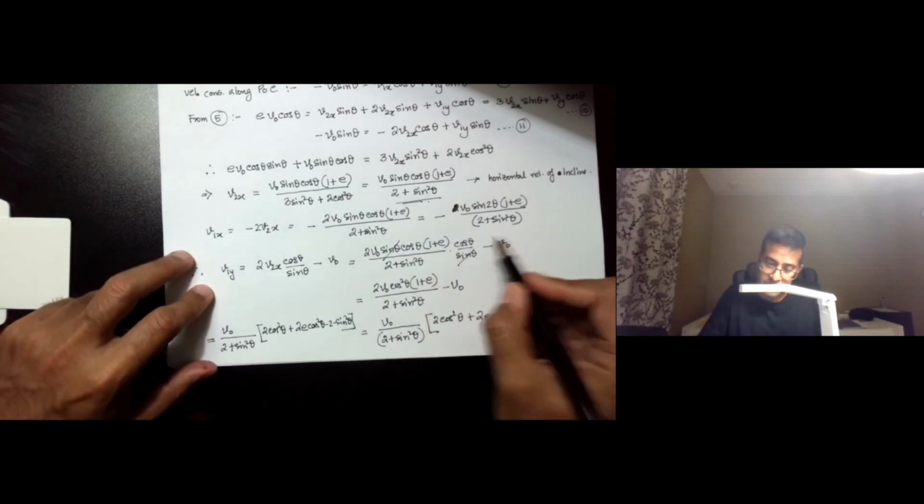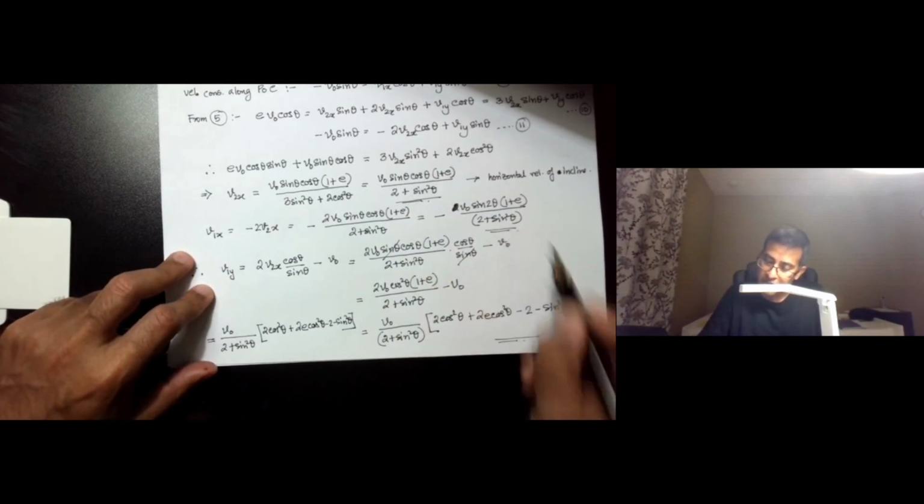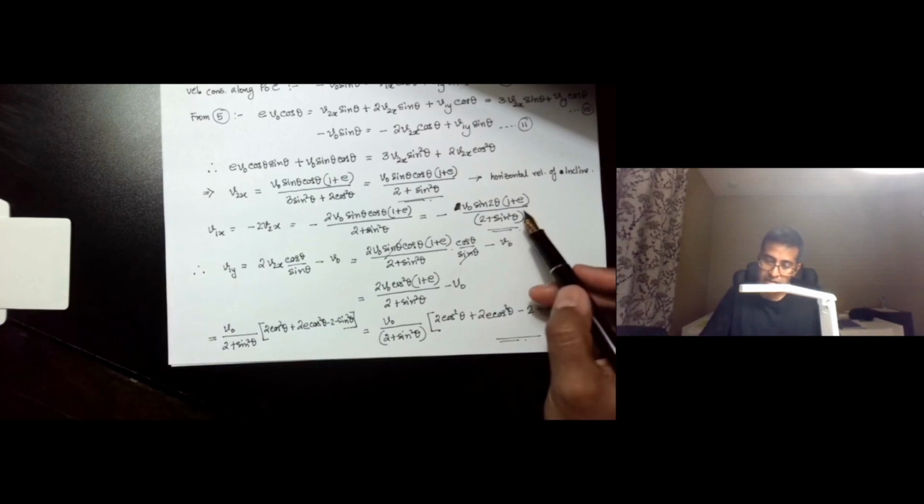So that's one answer, this is another answer, and this is the third one. This is the x component of the particle's velocity after the impact, and this is the y component of the particle's velocity after the impact.